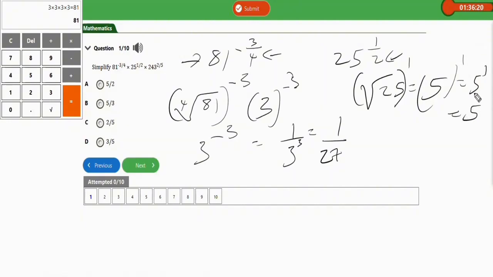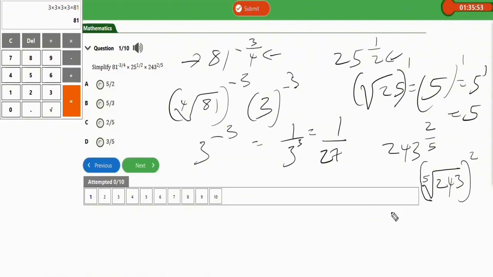Okay, so I'm making progress. The last one we have, we have 243 to the power 2 over 5 as usual. So this will now be fifth roots. If you're breaking it down, it will now be fifth roots of 243. Alright, you include the power 2.